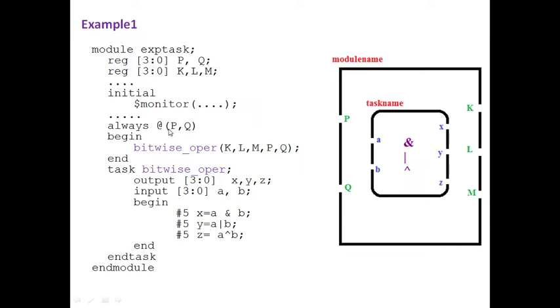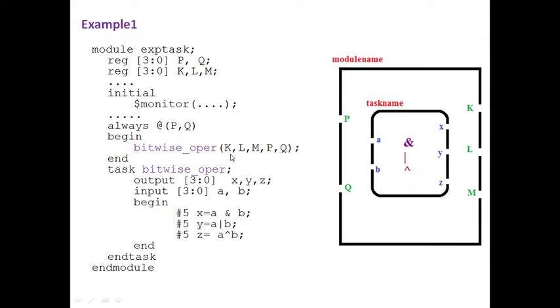So always, I am depending on P, Q. That means I am always dependent on my inputs. Now begin end. As I mentioned, tasks or functions are always called from an always block or initial block, but we shouldn't use any always or initial inside the task. So the always block is calling a task. What is the task here? Bitwise operation, and the arguments will be present here.